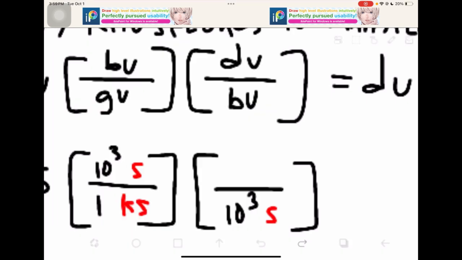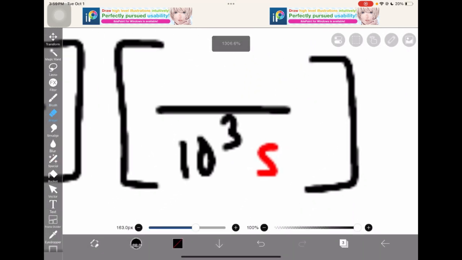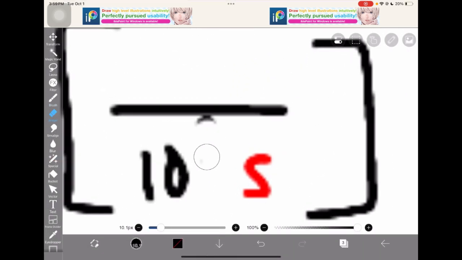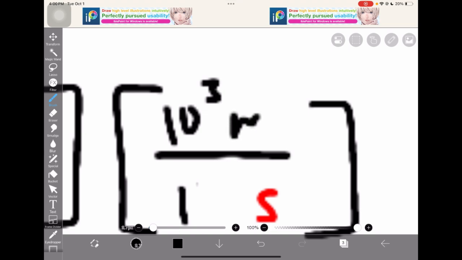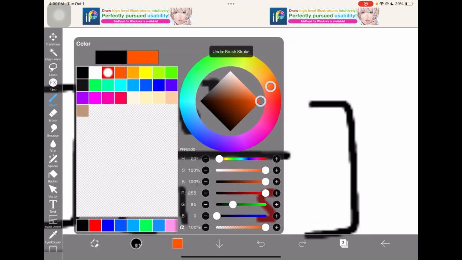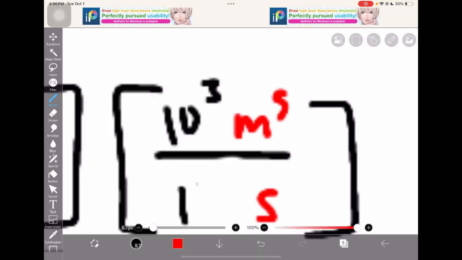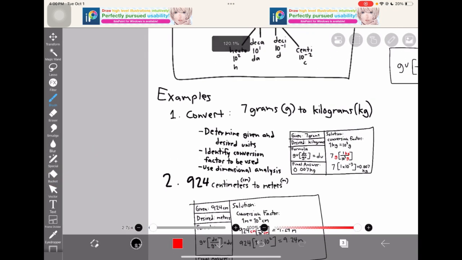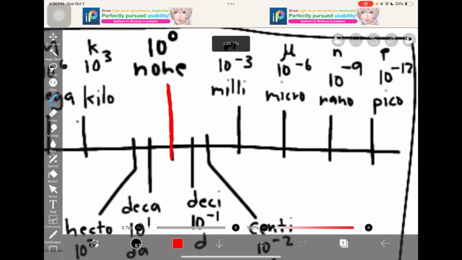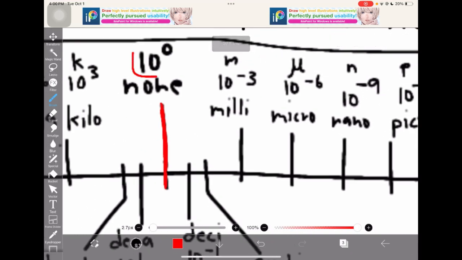Oh, no, sorry. I mixed it up, sorry. This is 10 raised to 3. This is just 1 second is equal to 10 raised to 3 milliseconds. Remember, the reason why we do this is because, just think about it. How many milliseconds are there in a second? So there's none, and then 10 raised to negative 3. That's why we do that.